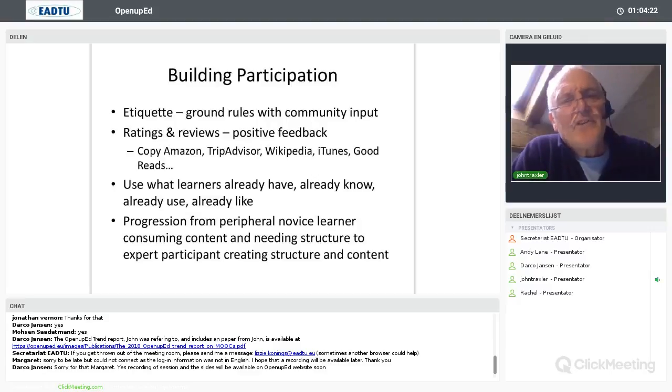And then the idea of building participation, which I suppose means partly the transition from lurking to creation. Here I mention this idea about rating and reviewing, how to give feedback to become a critical member of the community, to build on people's experience of using Amazon, TripAdvisor, Wikipedia, iTunes, Goodreads, and so on, so that not only can they learn by creating, but they can learn by critiquing. Although I guess that involves the first point, establishing some ground rules about etiquette, so that you criticize the creation, not the creator, for example.